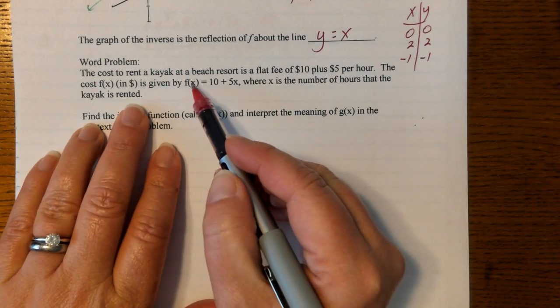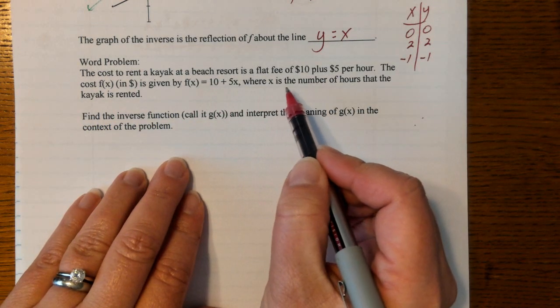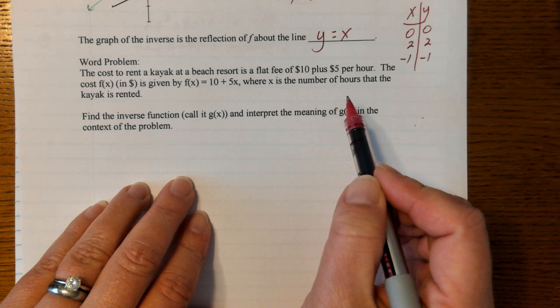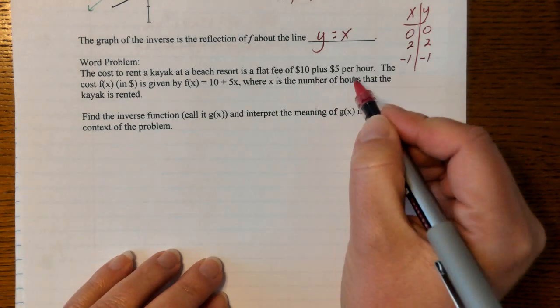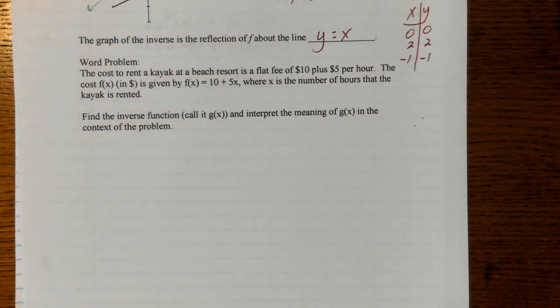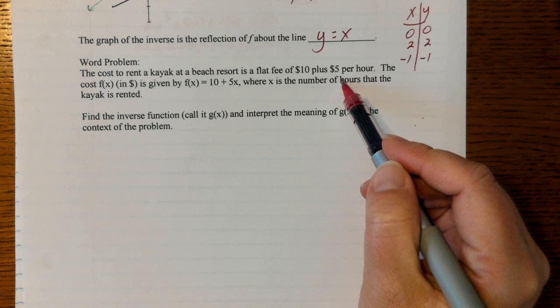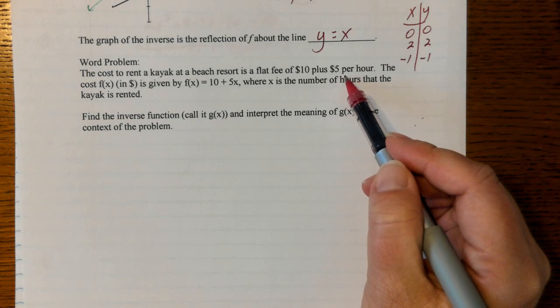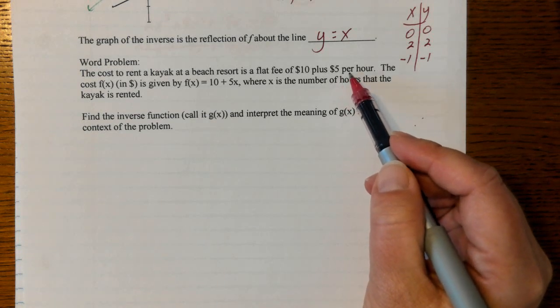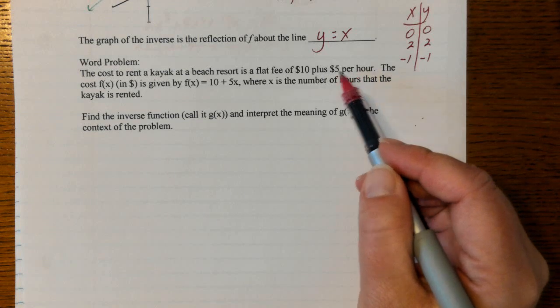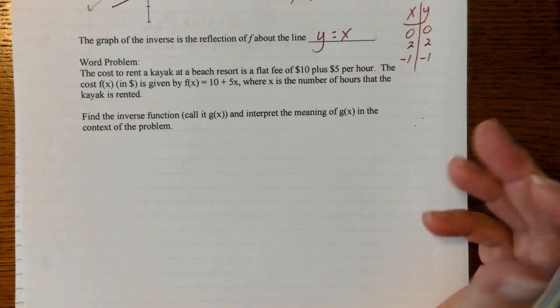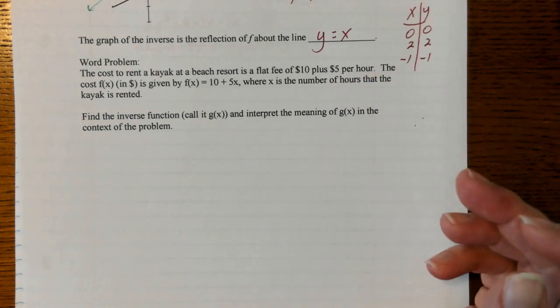The cost to rent a kayak at a beach resort is a flat fee of $10 plus $5 an hour. So if you walk up and you say, hey, I want to rent the kayak for 3 hours, they're going to say, okay, well, it's a flat fee of $10 and then $5 for each hour you want it. You want it 3 hours. 5 times 3 is 15. So it'll be another $15 for your hourly portion. 10 and 15 is 25. They would charge you $25 to rent that kayak for 3 hours.